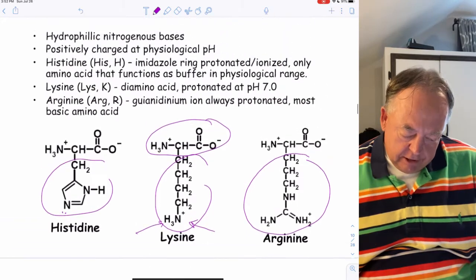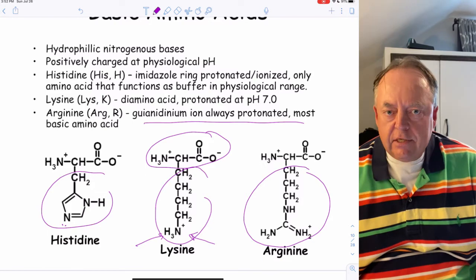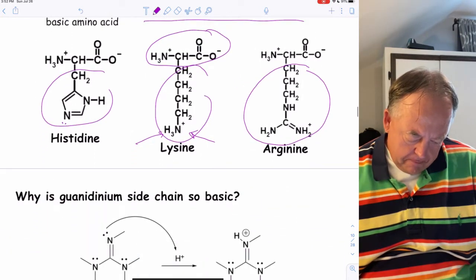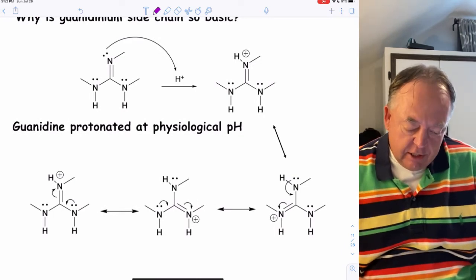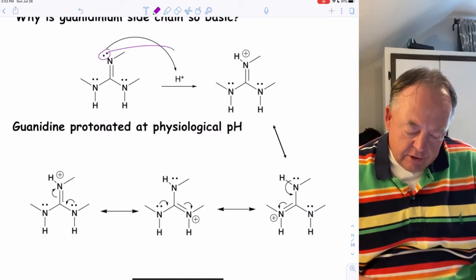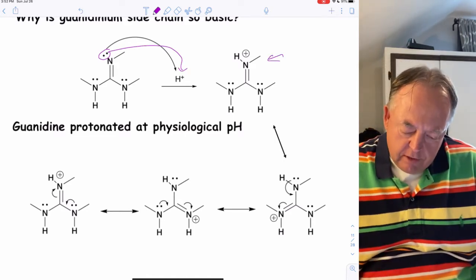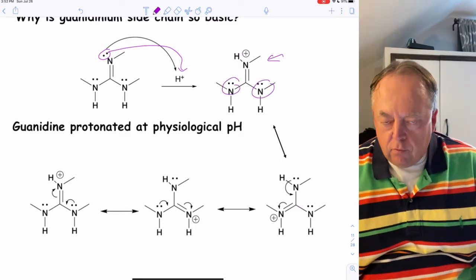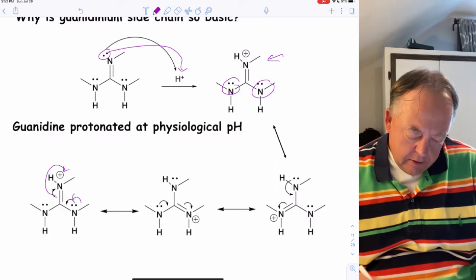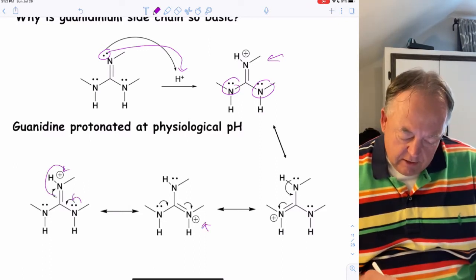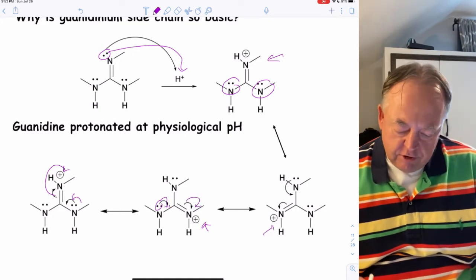Arginine is particularly basic. It's always protonated. It's the most basic amino acid. So why is it so basic? If you take the arginine side chain, take a lone pair of electrons and protonate it. This cation is particularly stable. Why is it so stable? Because of the two nitrogens, they can resonance delocalize that positive charge. You can move a lone pair down and move this double bond up, putting the positive on that nitrogen, or if you move this lone pair down there and that lone pair up, you can put the positive charge on this nitrogen.